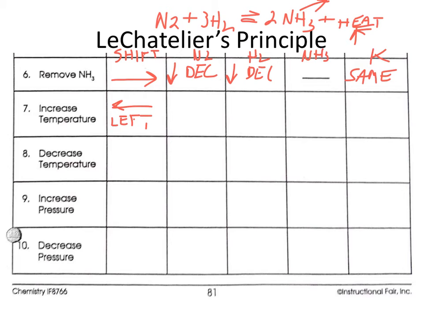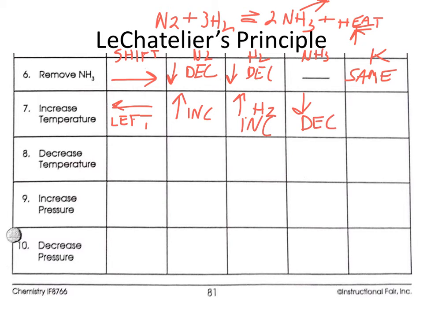If it shifts to the left, then the concentration of N2 is going to increase. Concentration of H2 will also increase. And the amount of ammonia is actually going to decrease because it's going to be used up.